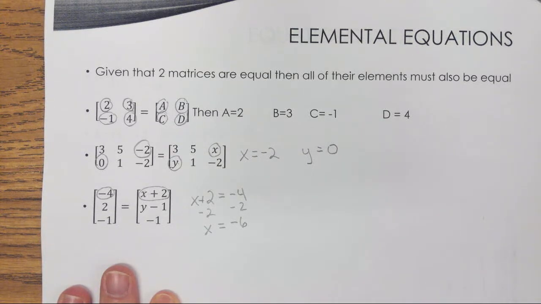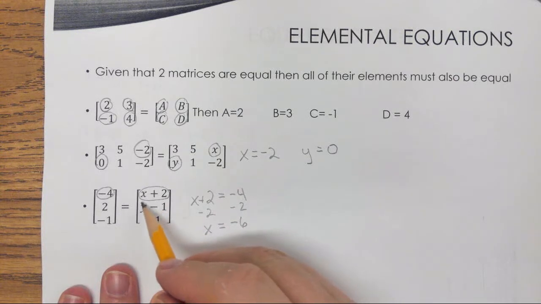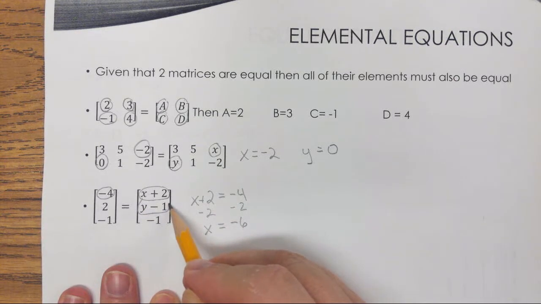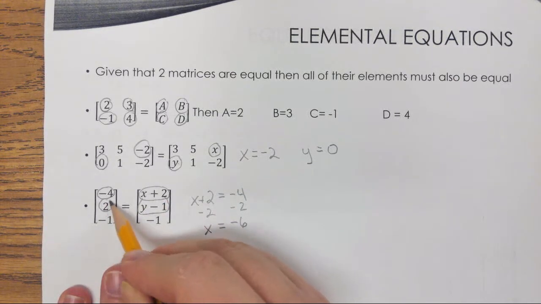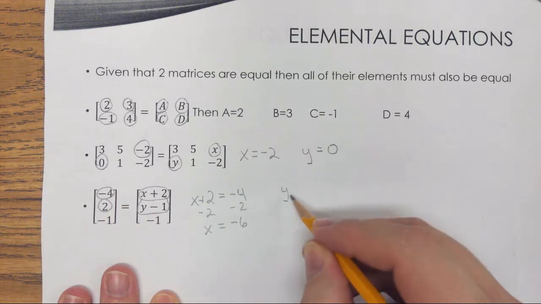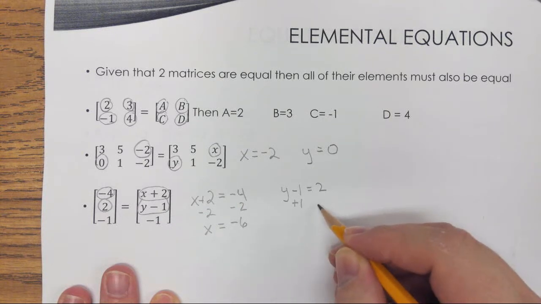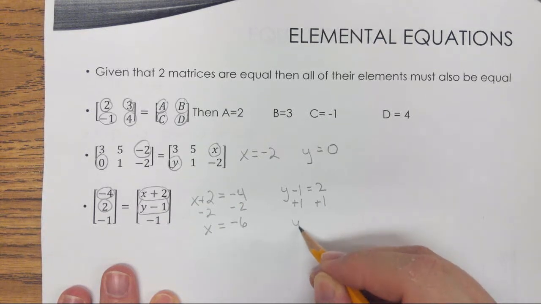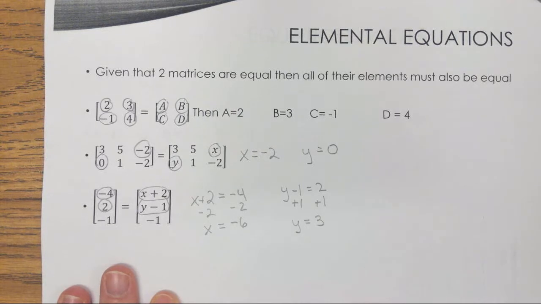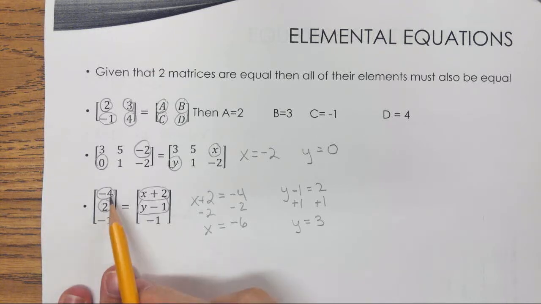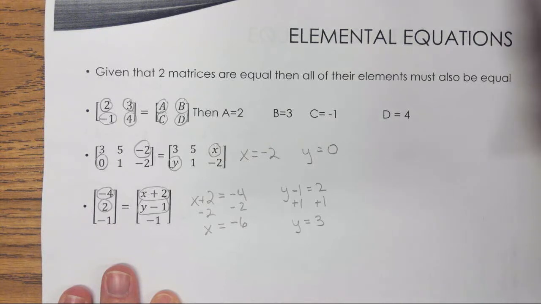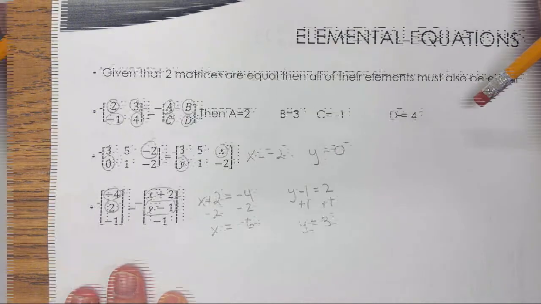Okay. Now I've got this one, and that corresponds to the 2. So I do Y minus 1 equals 2, add 1, and I get Y equal to 3. So those are some examples of the elemental equations where I can just take elements and set them equal to one another. Now then, moving forward.